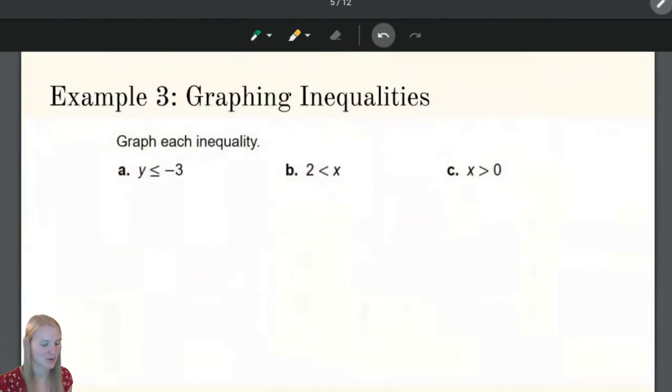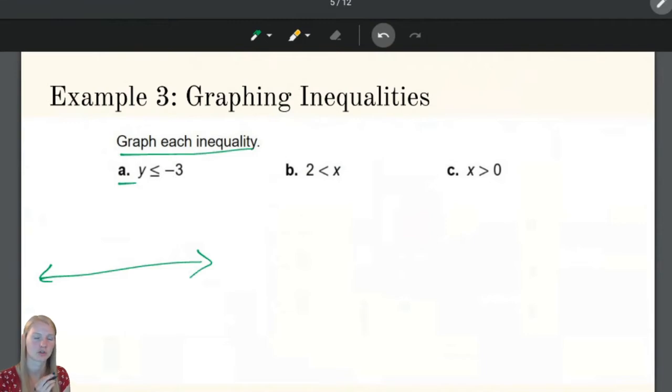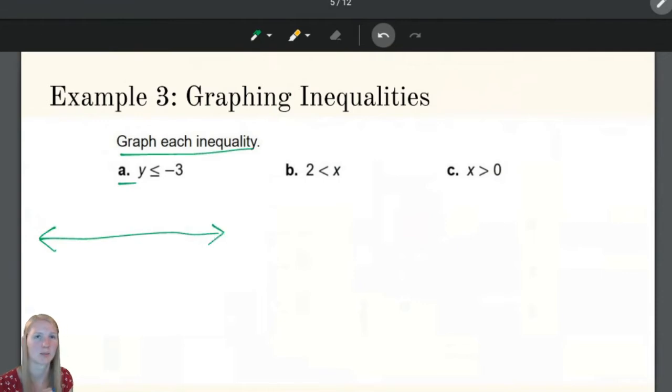This says example 3 because we're continuing 2.1 from last video. Last video we did examples 1 and 2, and now we're doing example 3. First, we're going to look at A. It's telling us to graph each inequality. Remember, graph inequality means a number line. So we're going to create a number line.